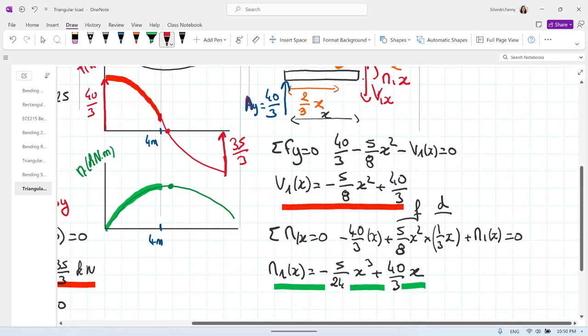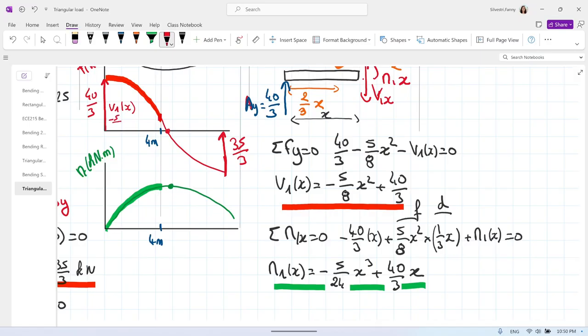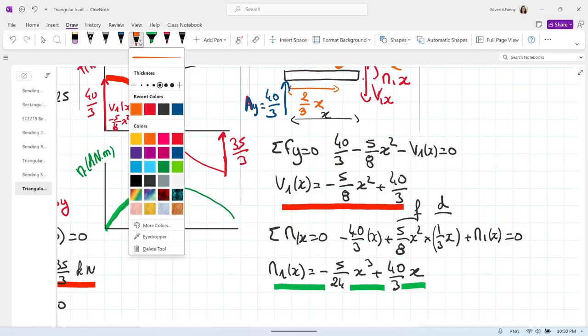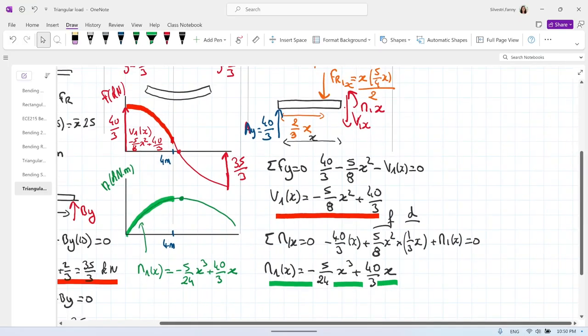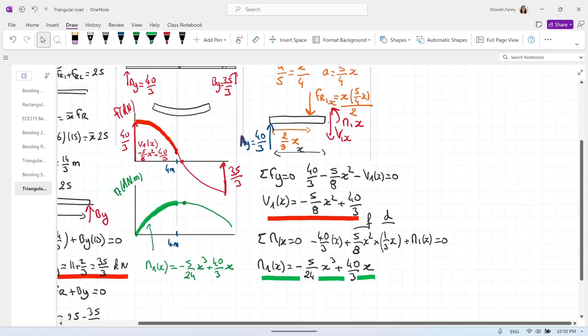Let me write the equation that we found. This one is V1 of x equals minus 5/8 x squared plus 40/3. And the green one, this one is M1 of x equals minus 5/24 x cubed plus 40/3 of x. I should move that one down a little bit.